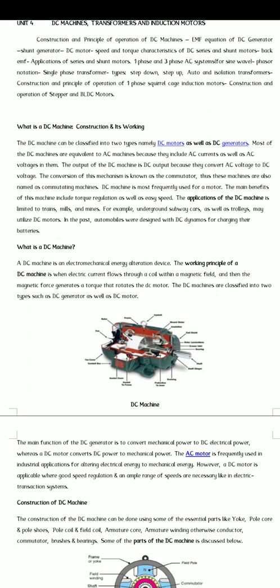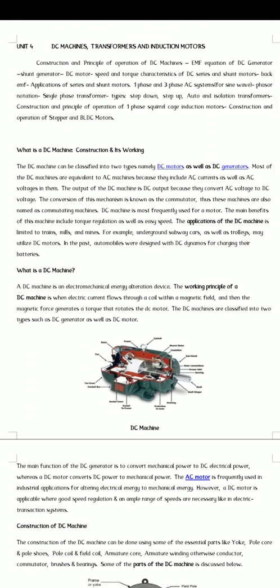Basically, electrical machines are classified into two main types: AC machine and DC machine. So in our fourth unit, we have DC machines and AC machines also. Two kinds of machines are together in the fourth unit. AC machines are also classified into motors and generators, but the generator is also called an alternator in an AC machine.